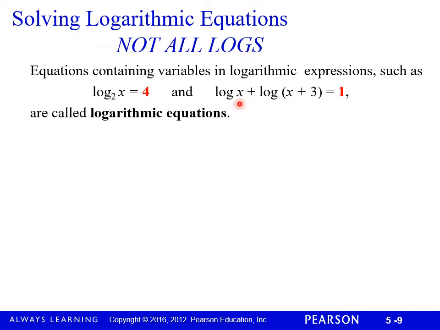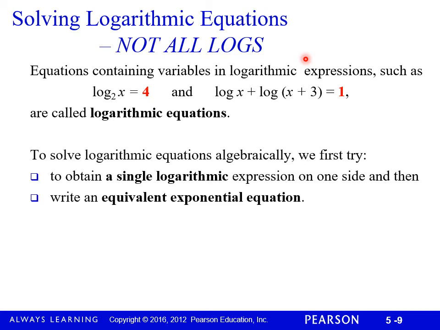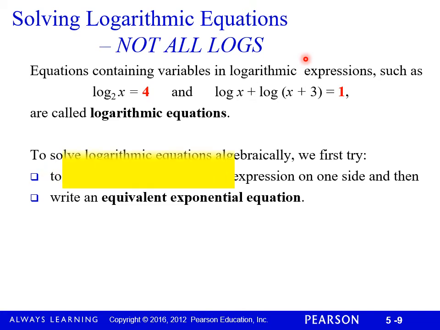The second one is log of x plus 3 equals 1. And again, we have a number here. It could be a variable, it could be just x plus 3 on the right that doesn't have a log attached to it. And that's when we're going to use this not all logs method of solving. To solve this logarithmic equation, we're going to first try to obtain a single log on one side of the equation. And then we're going to write an equivalent expression in exponents. So we're going to convert that single log back to an exponential equation and solve that.